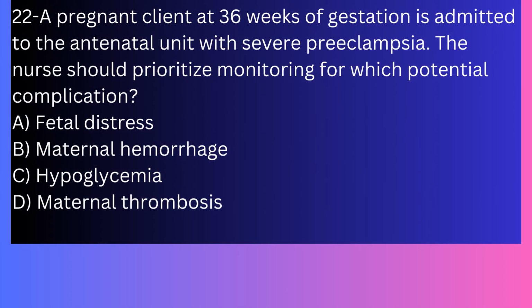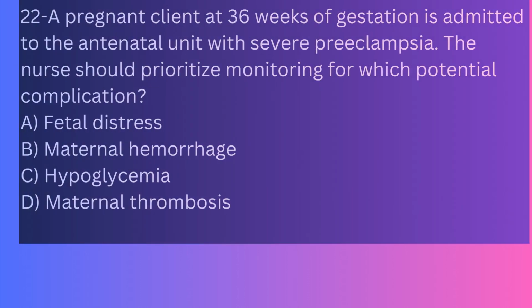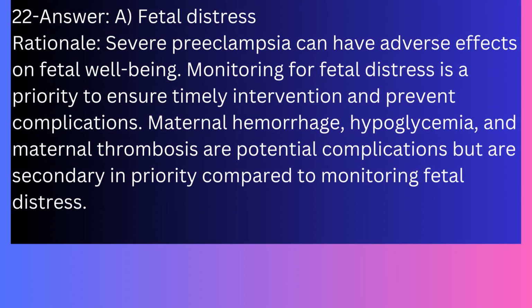Question number 22. A pregnant client at 36 weeks of gestation is admitted to the antenatal unit with severe preeclampsia. The nurse should prioritize monitoring for which potential complication? A. Fetal distress. B. Maternal hemorrhage. C. Hypoglycemia. D. Maternal thrombosis. The answer is A. Fetal distress.